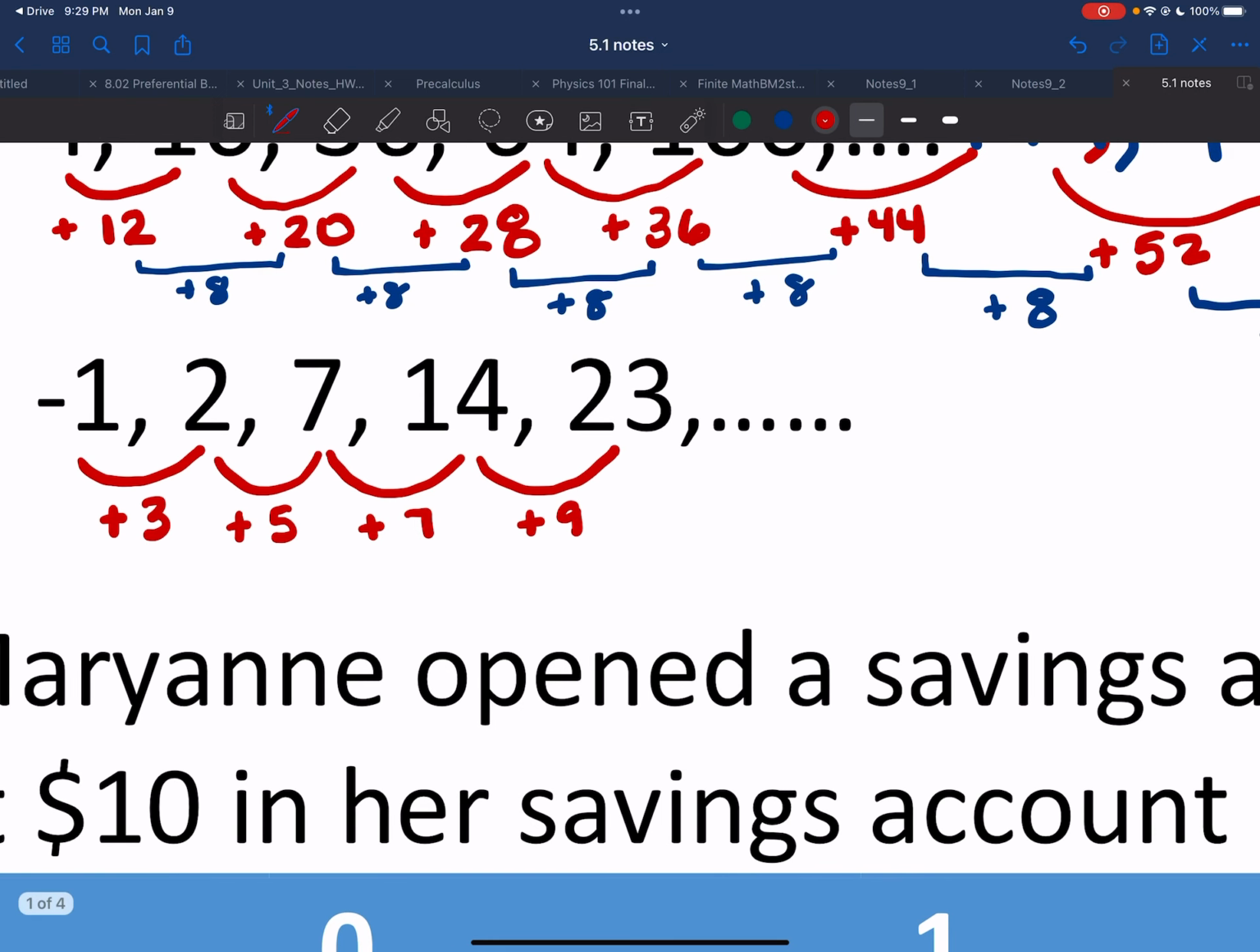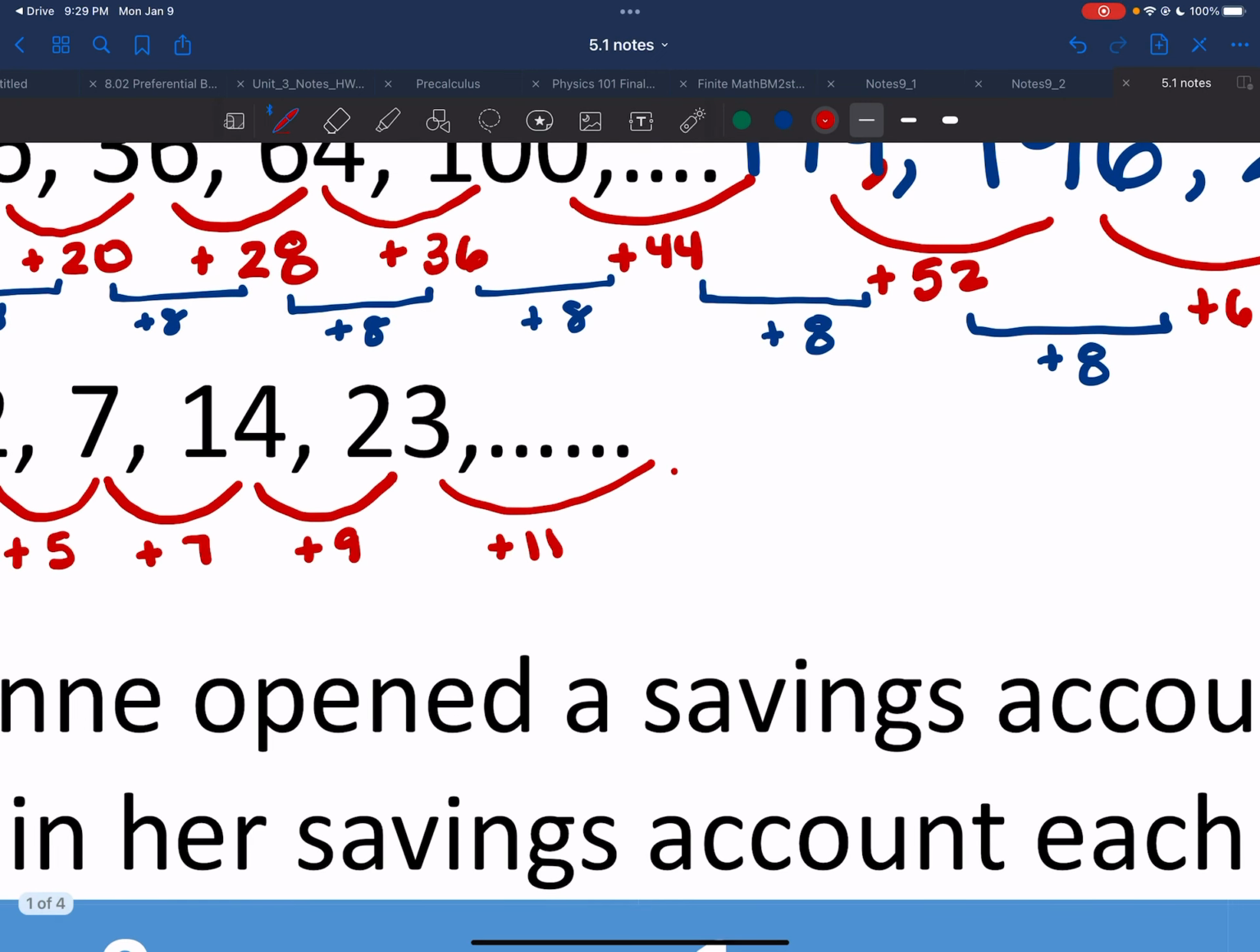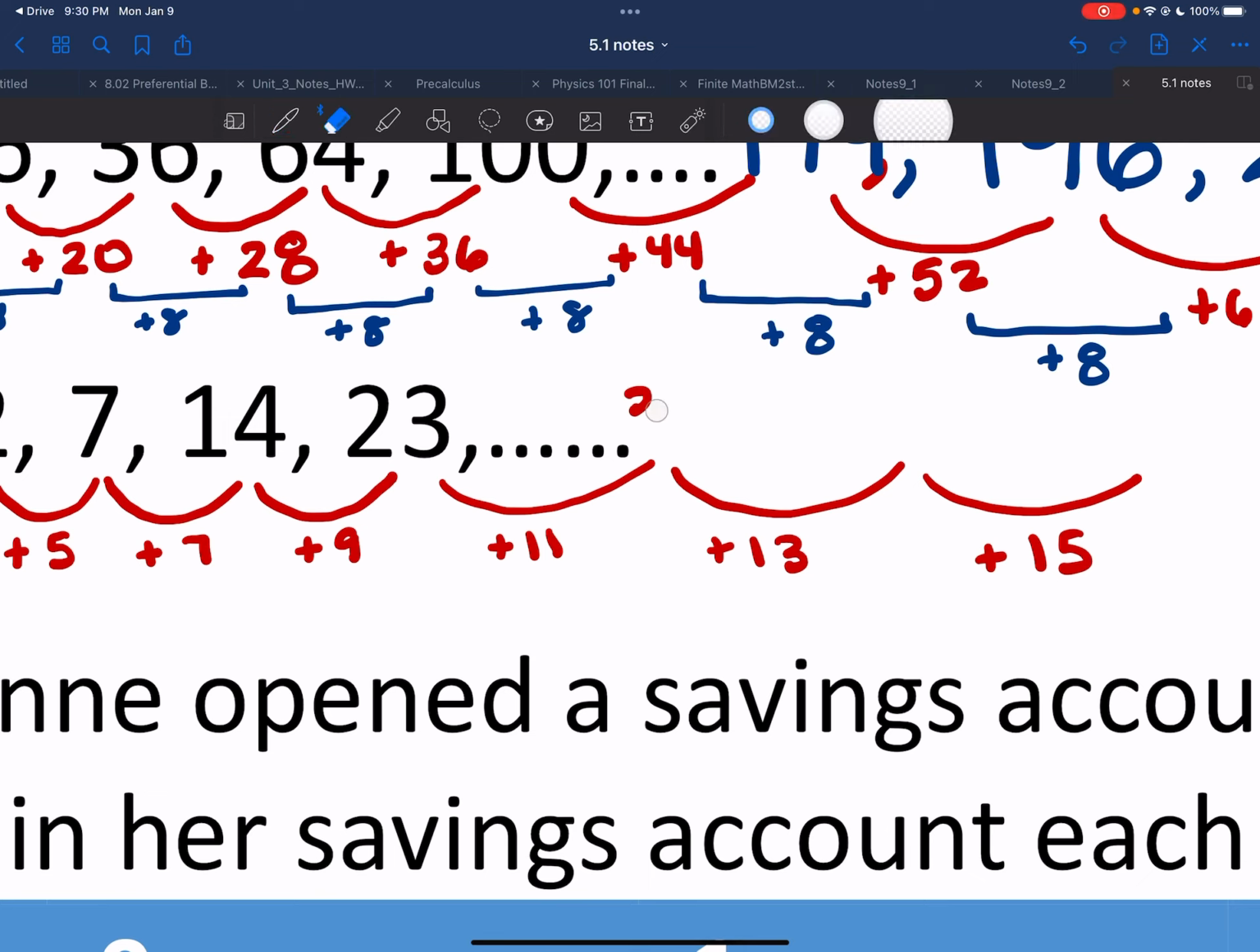So what I'm going to do is go ahead and draw out, I'm going to increase by 11, and then increase by 13, and then increase by 15. Okay, so now that I've got my structure in, all I have to do is figure out those numbers. So 23 plus 11 is going to be 34. Let me put that in blue here.